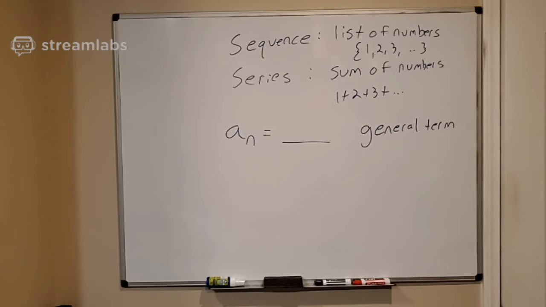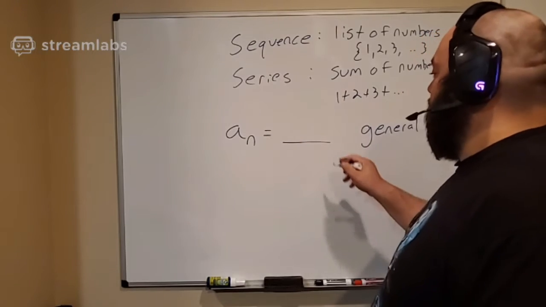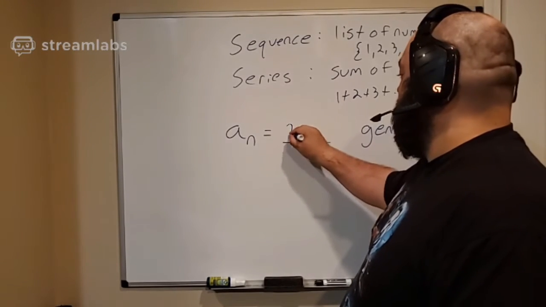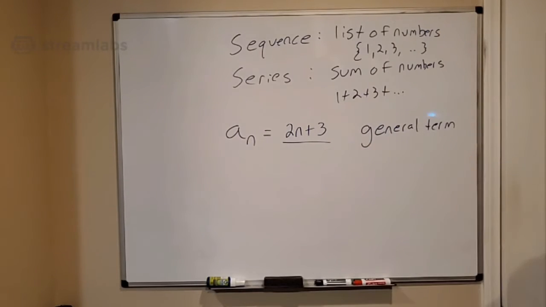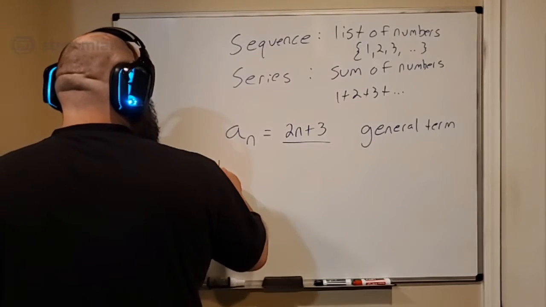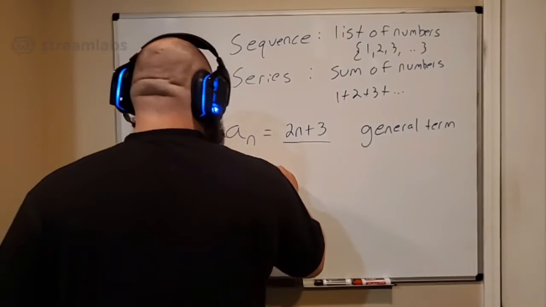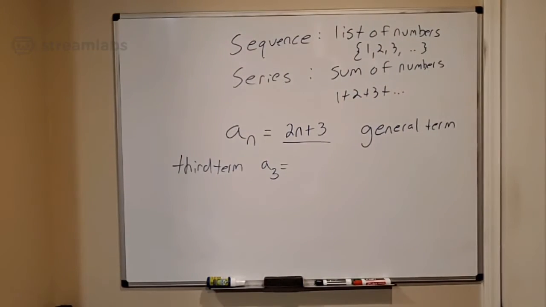So for instance, I could put anything I want. Let's just say 2n plus 3. If that is my general term, that means I can find any term in the sequence I want. So if I want the third term, for instance, the third term would be a sub 3. So what have I done when I wrote a sub 3 versus writing the general term? What's the difference?